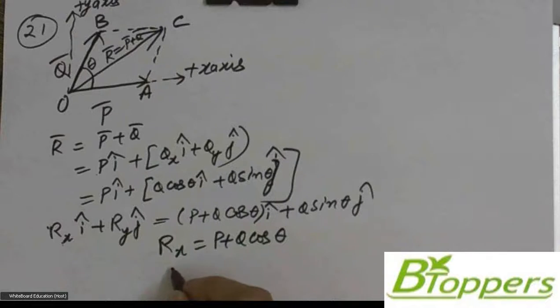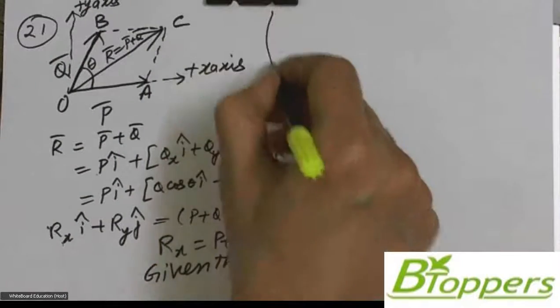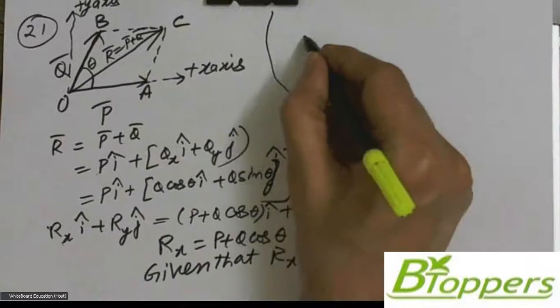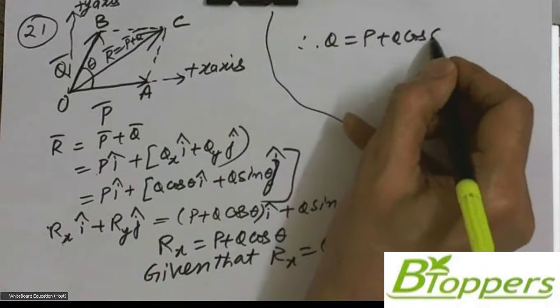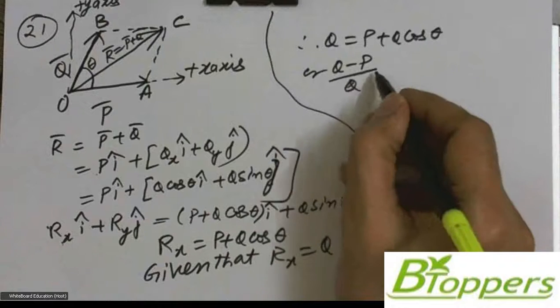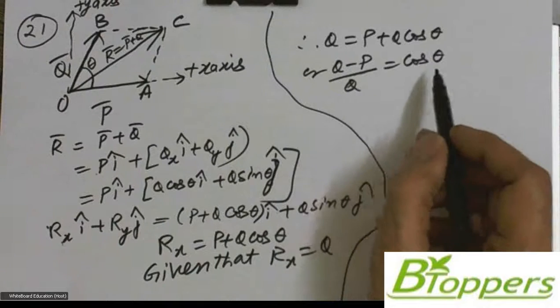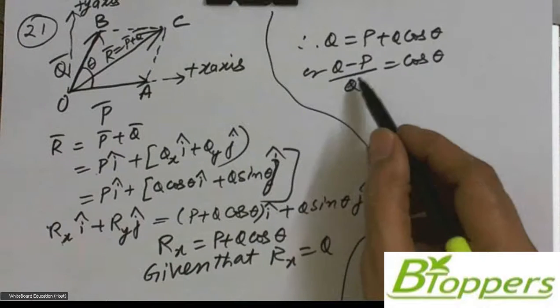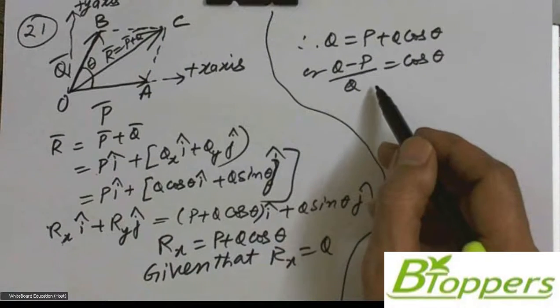It's given that the resolved part of R bar in the direction of P bar has magnitude Q. That means the x component of the resultant has magnitude Q. Therefore, you can write Rx equal to Q here. Q equal to P plus Q cos theta. So in terms of Q and P, cos theta can be written as Q minus P by Q. But you are not given the answer in this form. From this you get theta equal to cos inverse of Q minus P by Q.